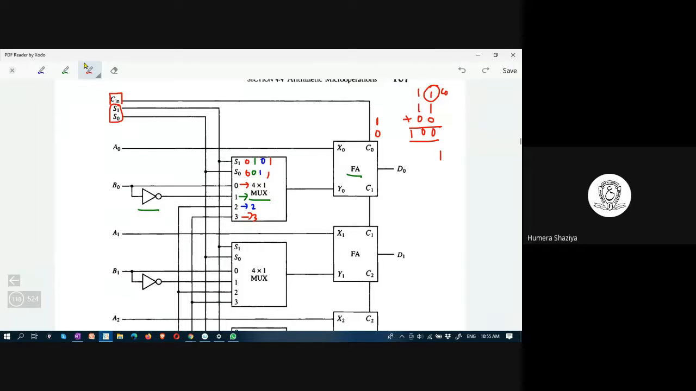Depending on the type of operation, which is decided by the selection input lines, the extra carry which is coming in, Cin, will function. So here A naught is directly given as input to this full adder.